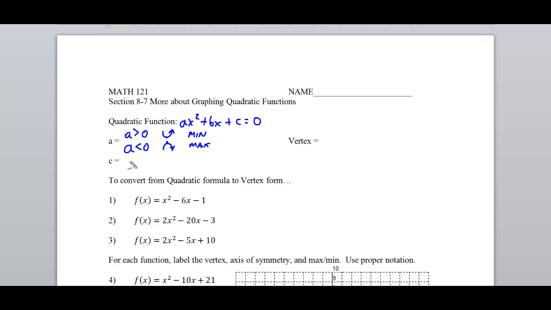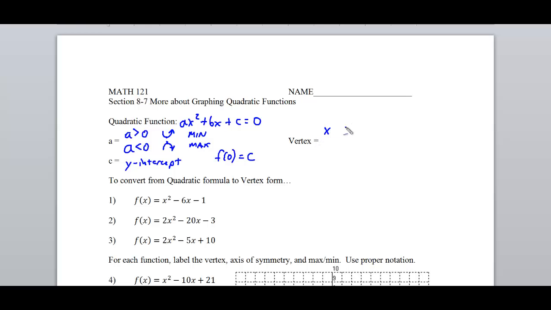The c value is the y-intercept. That is a nice little perk of the problem, and one of the ways to know about that is that if I put in x equals 0, it would put in 0 for the x squared and a 0 for the x. This would just give me a value of c, which means that c value is the y-intercept of the problem.